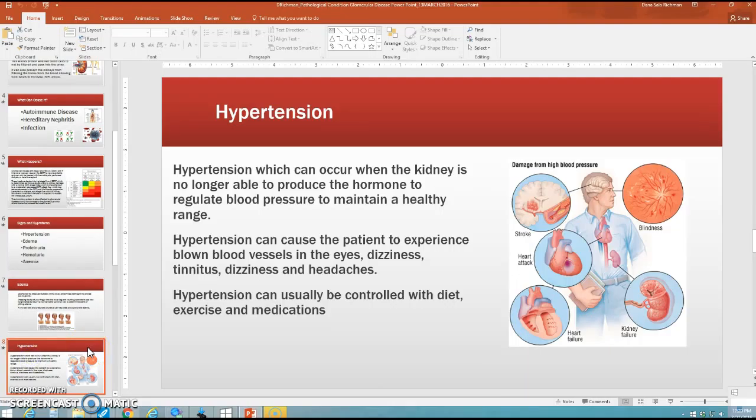Hypertension is another symptom that occurs when the kidney is no longer able to produce the hormone to regulate blood pressure to maintain a healthy range. The patient can feel dizziness, headaches, and tinnitus, which is a ringing in the ears. You can also see blown blood vessels in the eyes, and this can usually be controlled with diet, exercise, and medications.